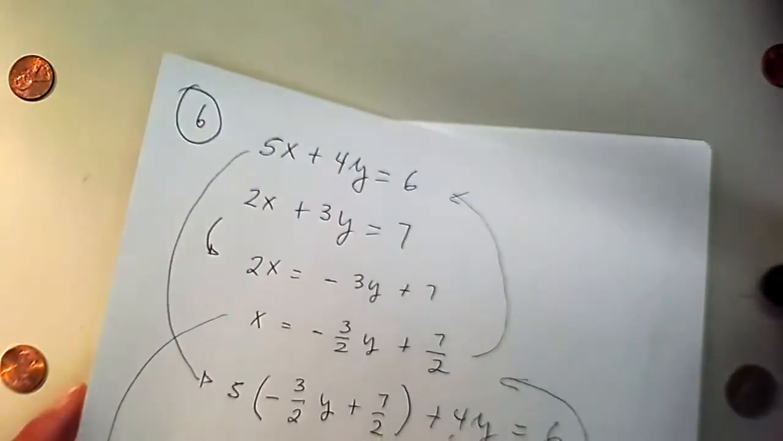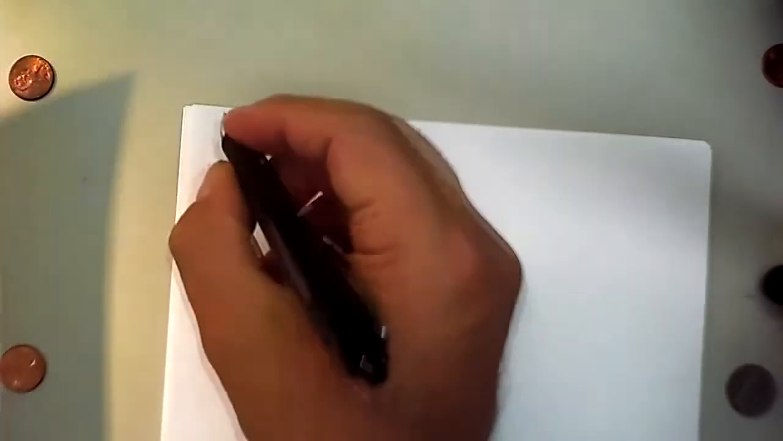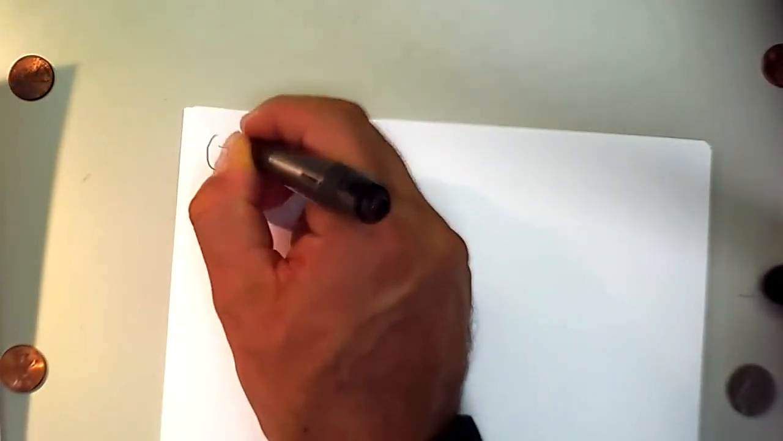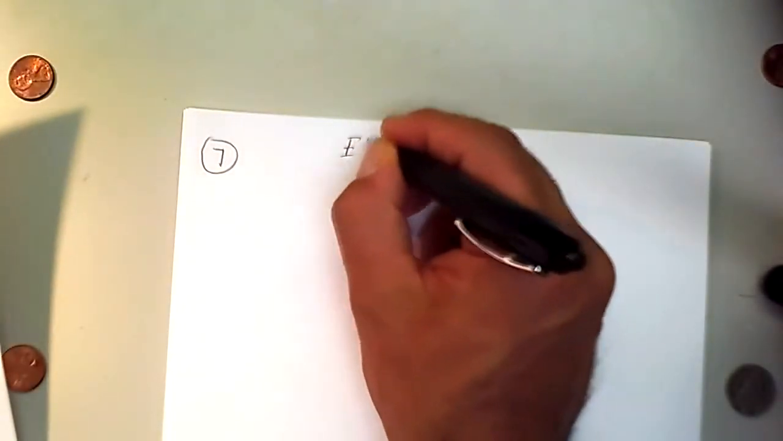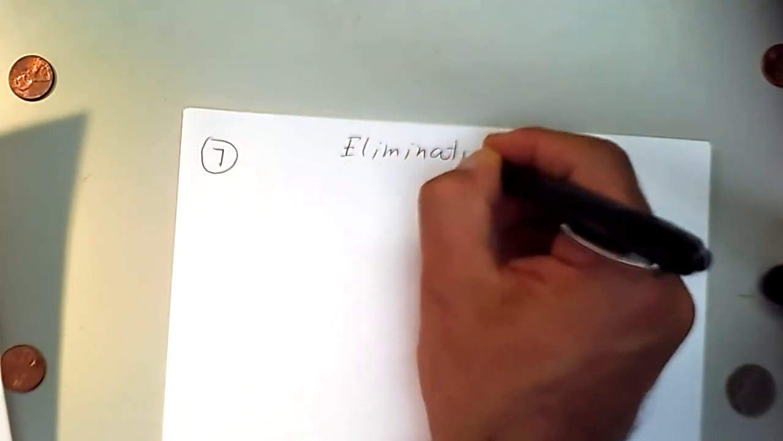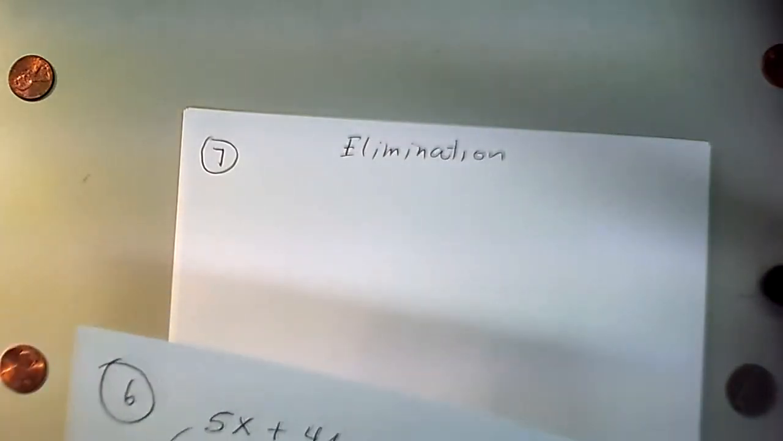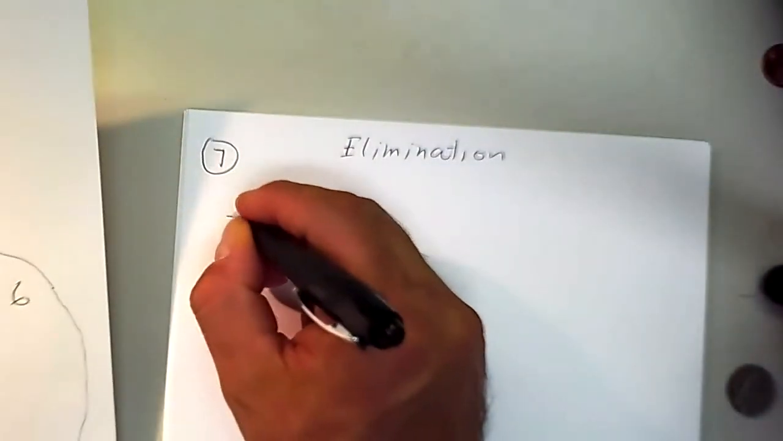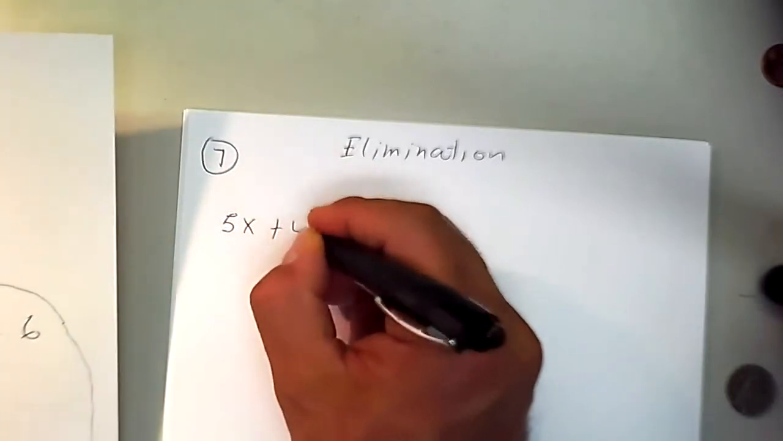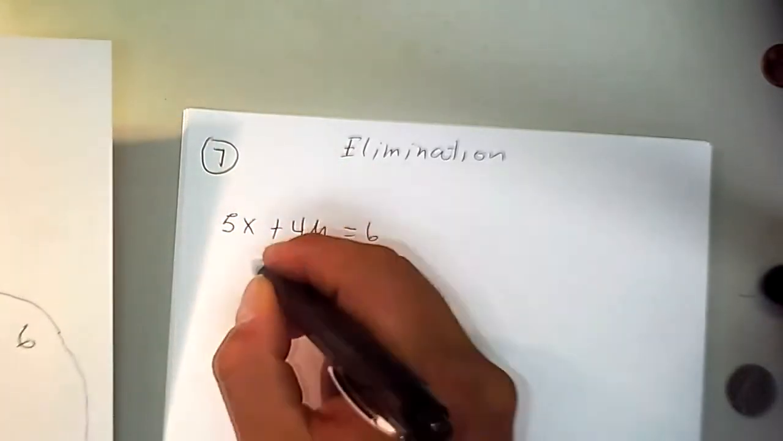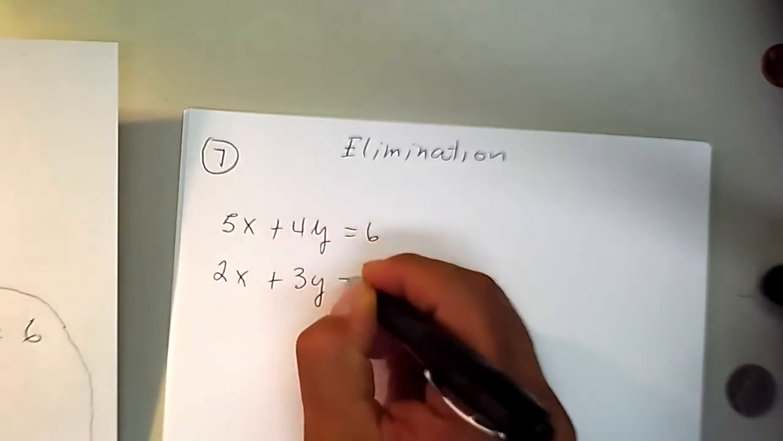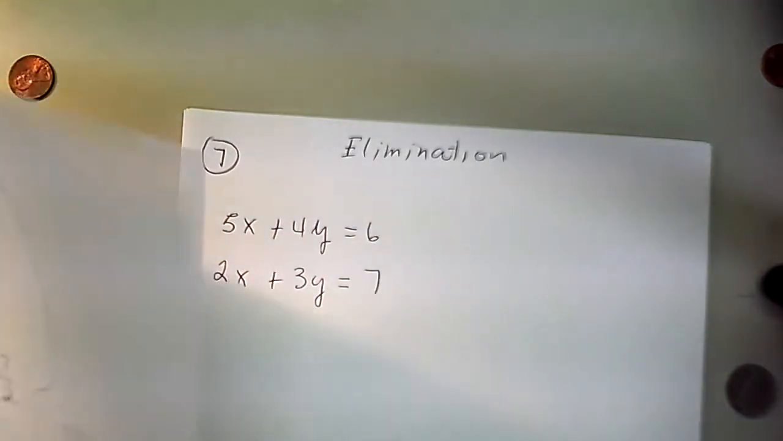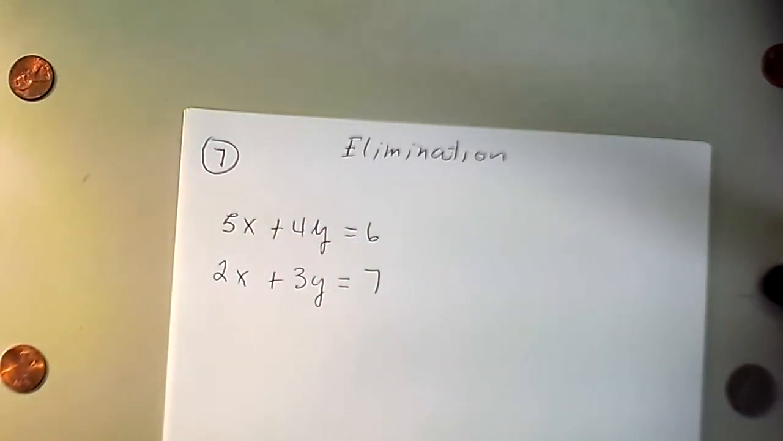Elimination works even better, much better. This is way neater if we apply elimination. Let's redo this problem using the method of elimination. Okay. 5x plus 4y equals 6. I'm just copying the problem, making sure I'm copying it correctly. 2x plus 3y equals 7. Okay. So let me show you.